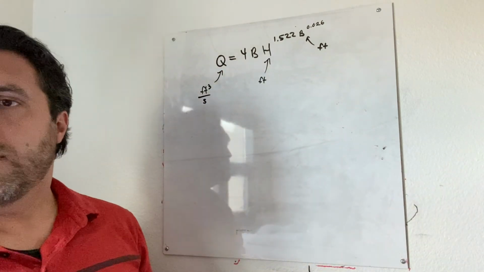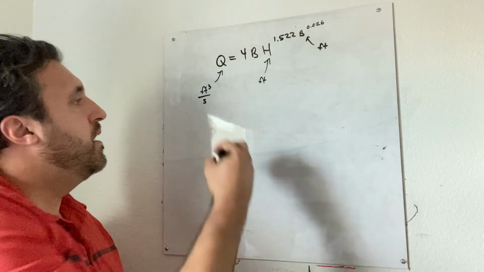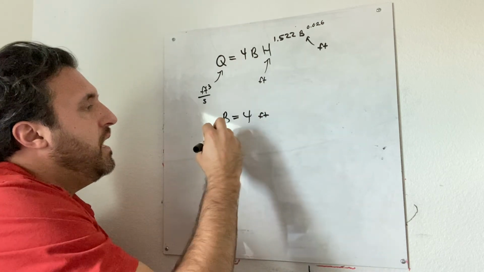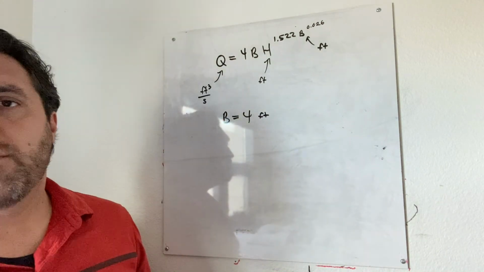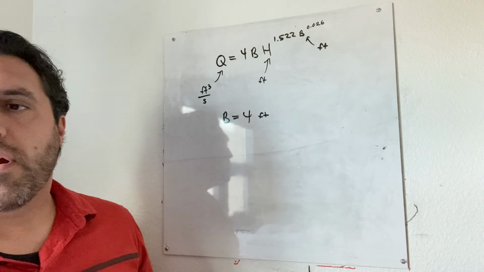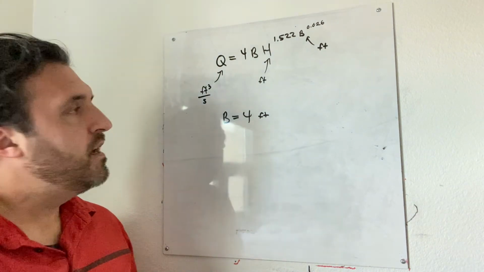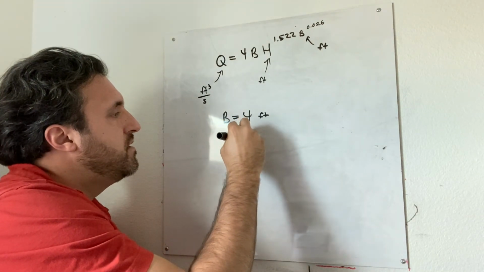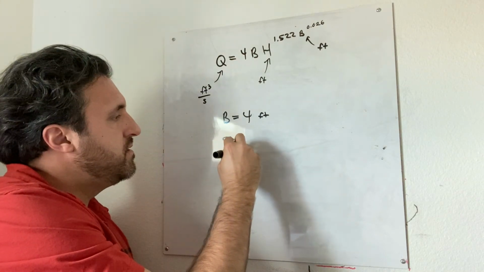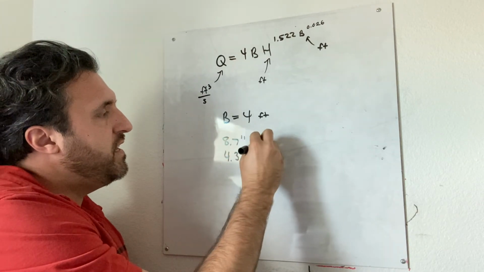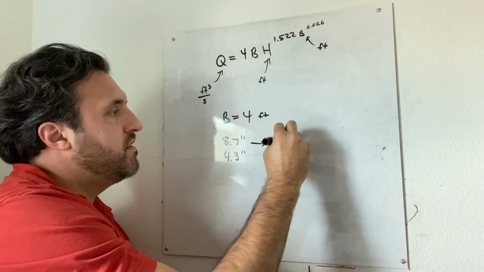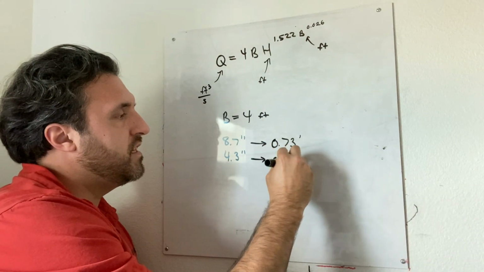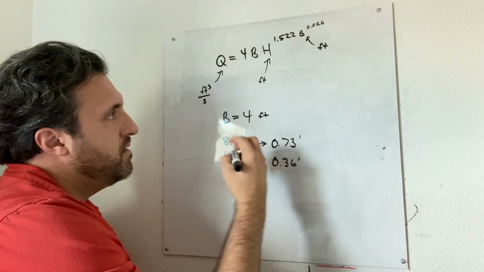All right, based on the data we have, the throat width B is equal to 4 feet. The depth of the water upstream of the partial flume is changing throughout the day. I'll do an example calculation for the first two measurements, 8.7 inches and 4.3 inches. First thing we need to do is convert this to feet. So 8.7 inches is approximately 0.73 feet, and 4.3 inches is approximately 0.36 feet. Then we just implement the equation.